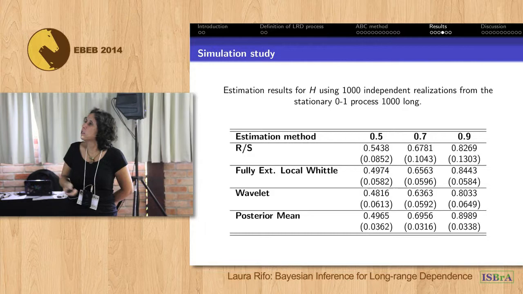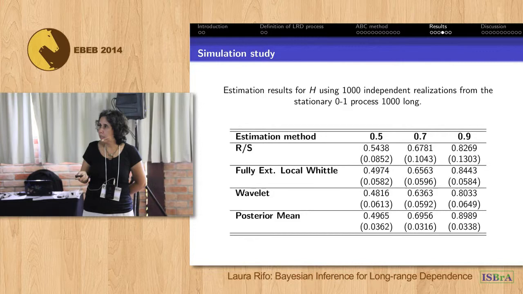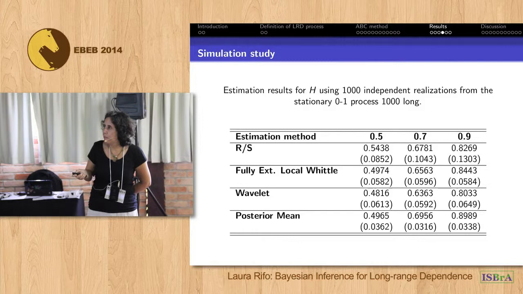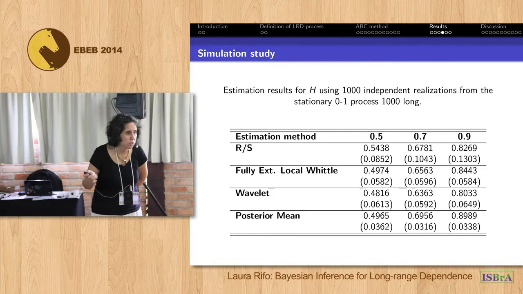So these are the results in a table, and here we have the different estimation methods, here we have the nominal values of H we have chosen, and here are the estimates. So we can see, for instance, that for 0.5 we have this point estimate, and this is the standard deviation.